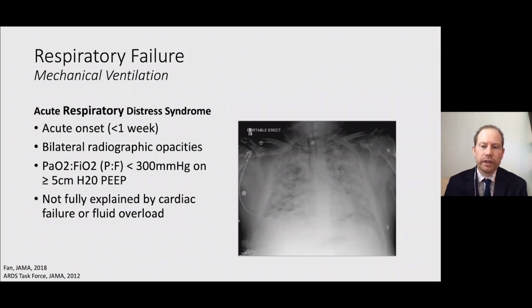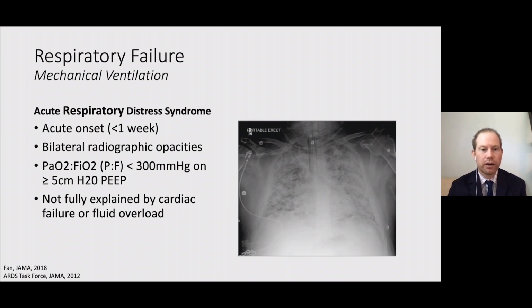Okay, so mechanical ventilation. In general, the management of patients with COVID-19 who require mechanical ventilation is similar to those who have ARDS from other etiologies. That said, I think it's important to review this quickly just because this is the primary way in which patients manifest their severe disease in COVID-19.